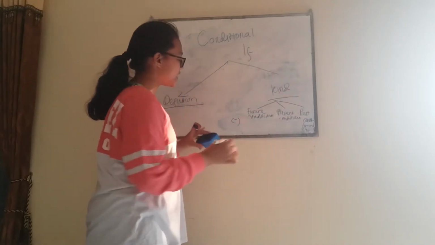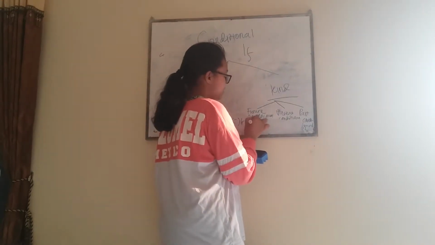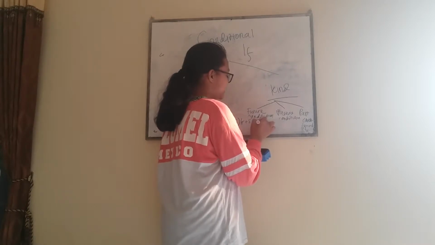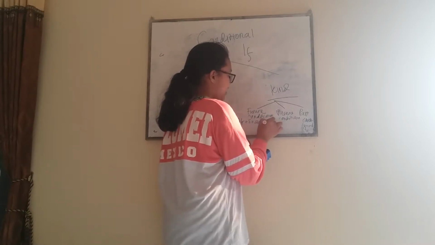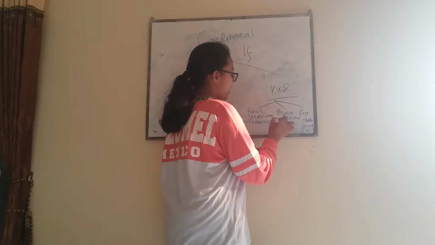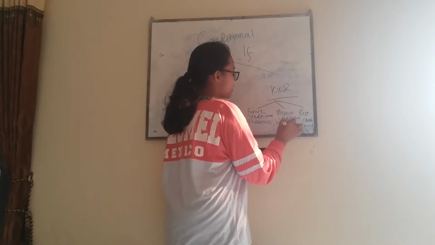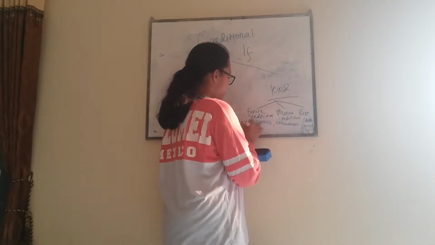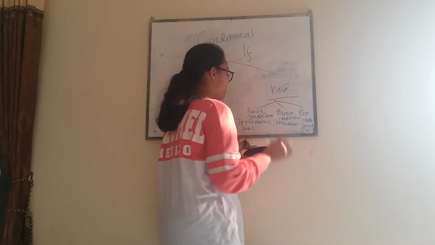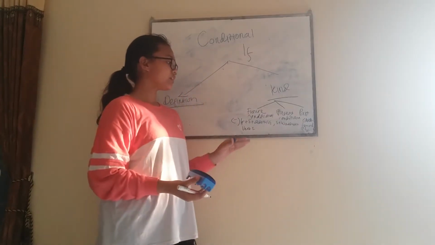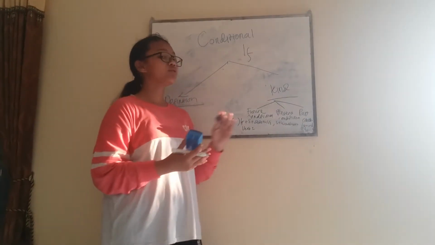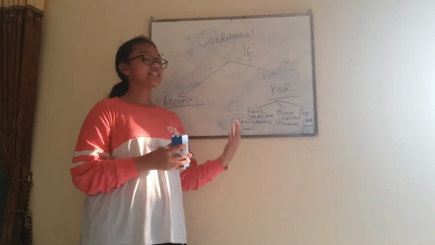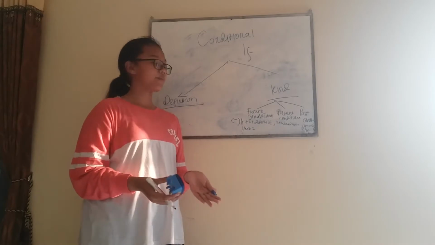The negative pattern is if plus subject plus didn't plus verb 1, comma, subject plus would not plus verb 1. For example, if I didn't go to Jakarta, I would not visit my grandma's house today.